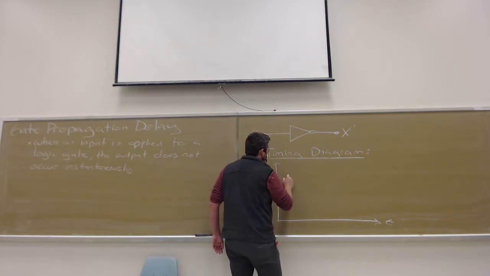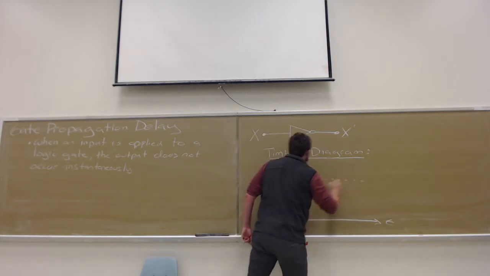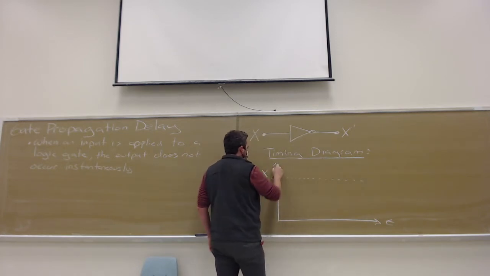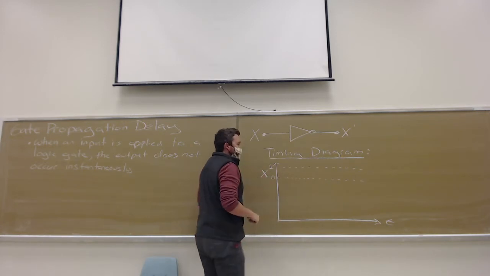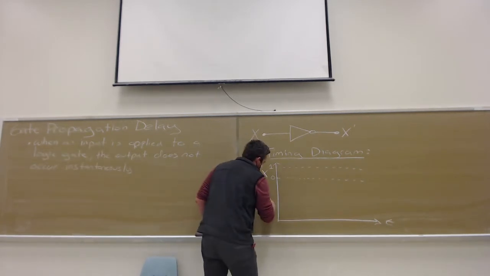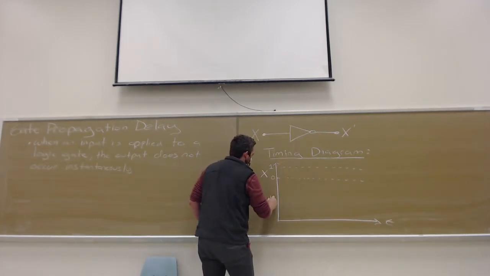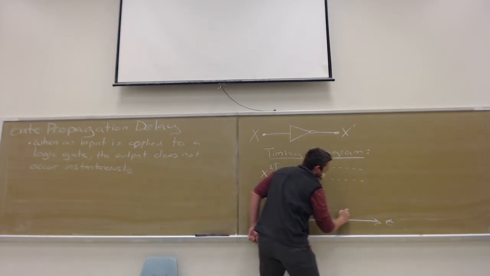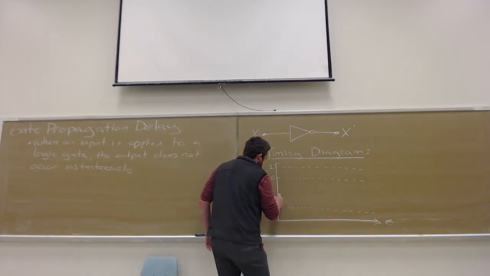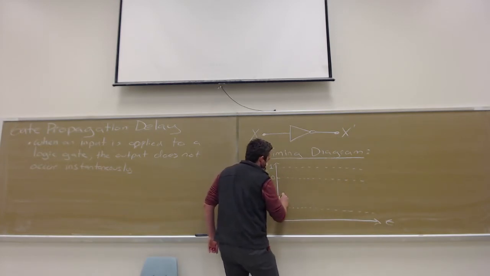X, give it a place where 0 is, and a place where 1 is. And for our output signal, we'll call it X prime. We'll do the same thing. We'll give it a place where 0 is, and we'll give it a place for 1.